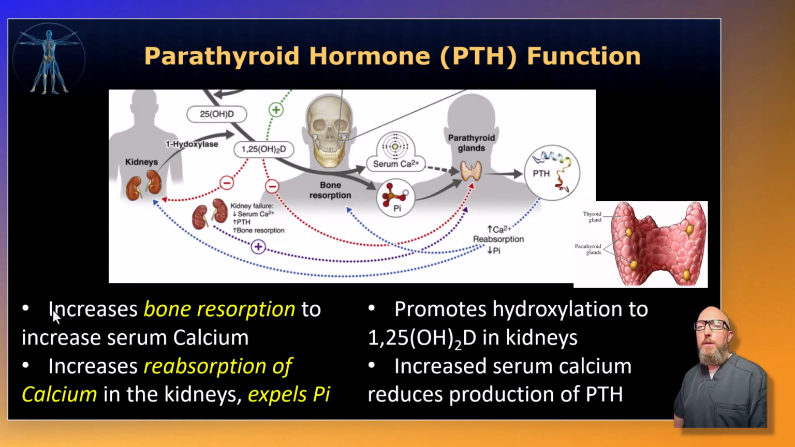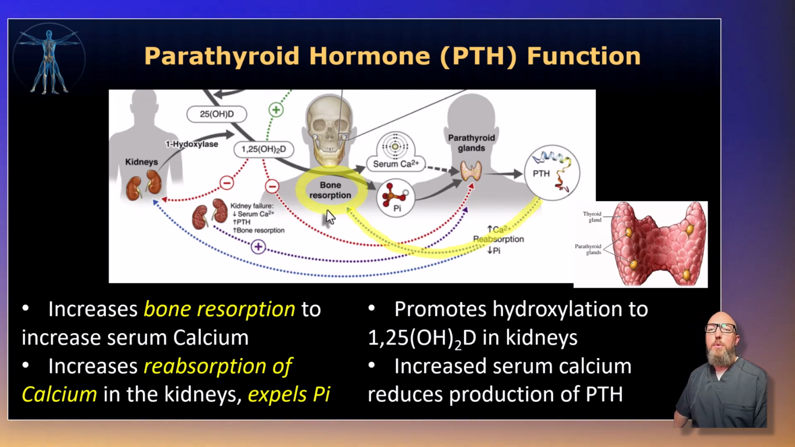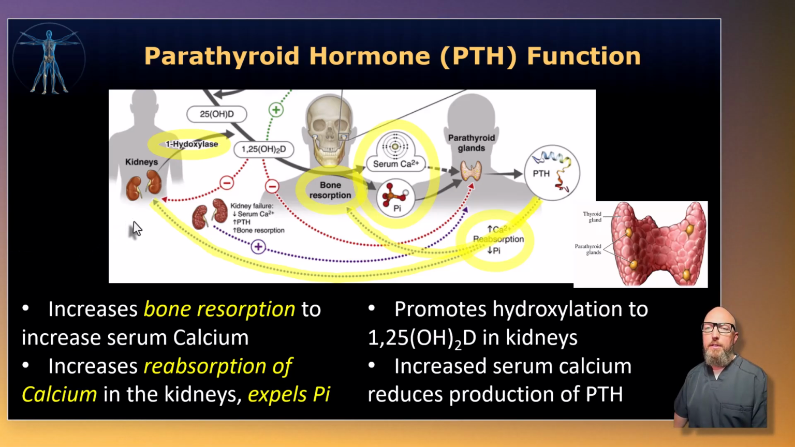Now, parathyroid hormone, it has one priority in life, that's serum calcium. It is relentless about it. It increases bone resorption to raise serum calcium. It also increases calcium reabsorption in the kidneys while dumping phosphate. So it promotes hydroxylation to active vitamin D in the kidneys, and the loop closes because increased serum calcium reduces PTH production.